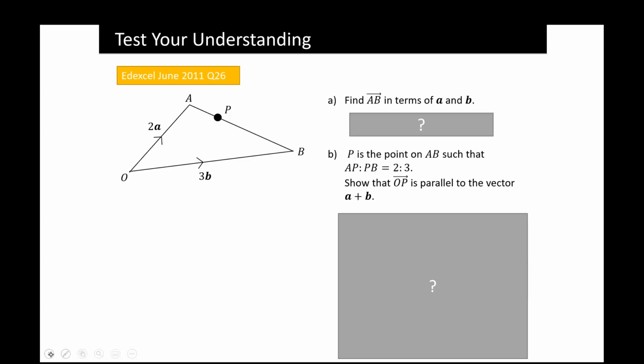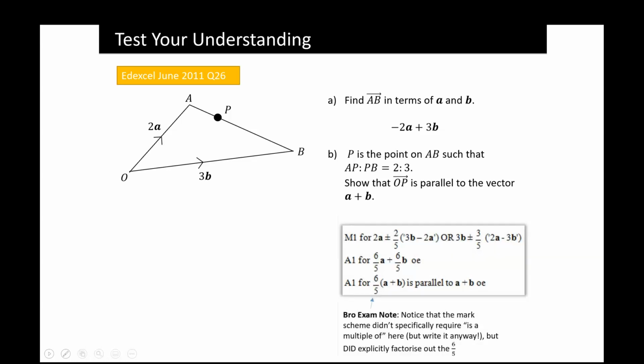Okay, so A to B, hopefully we're all good with that. -3A plus 3B. And then we've got point P. So we've got that ratio 2 to 3, so 2/5 and 3/5. Show that OP is parallel to the vector AB. Well, all you need to do is work out what OP is, and show it's parallel. That's actually the mark scheme there. Probably a good idea if I work through it as well.